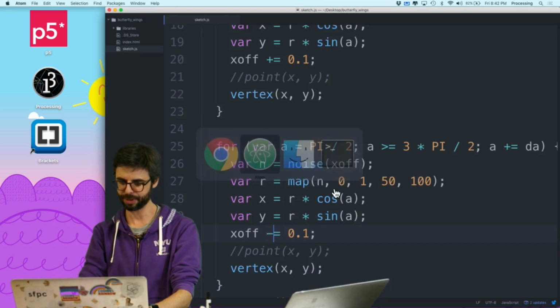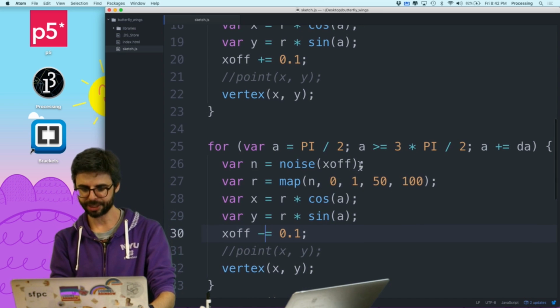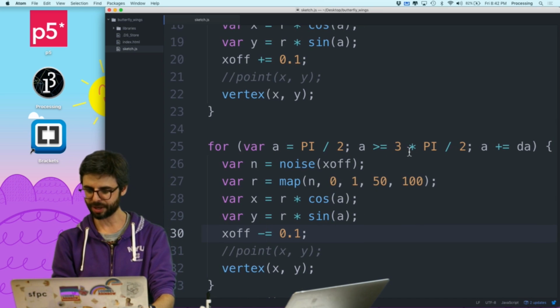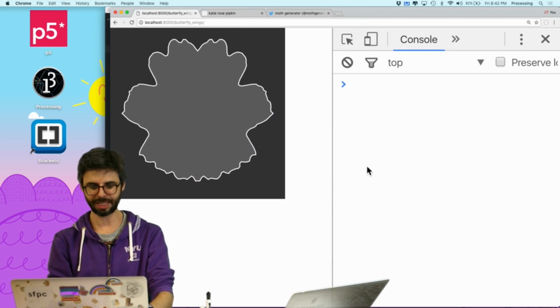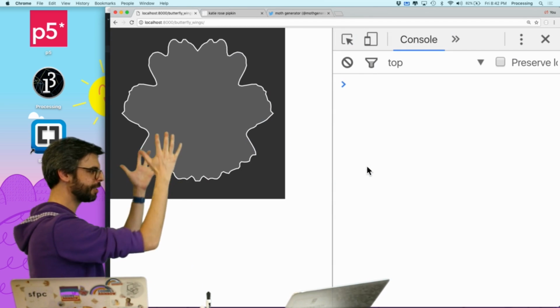Oops, I only got half of it. What did I miss here? A starts there. A is greater than 3. Oh, less than. Sorry, less than. And then going up. There we go. So now I have it as a perfect symmetrical shape.